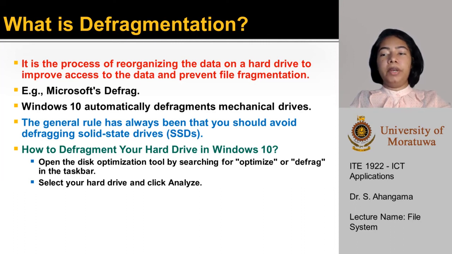How to defragment your hard drive in Windows 10? Open the disk optimization tool by searching for optimize or defrag in the taskbar. Then select your hard drive and click Analyze. However, please note that Windows 10 will handle it automatically, so you do not need to worry about it.